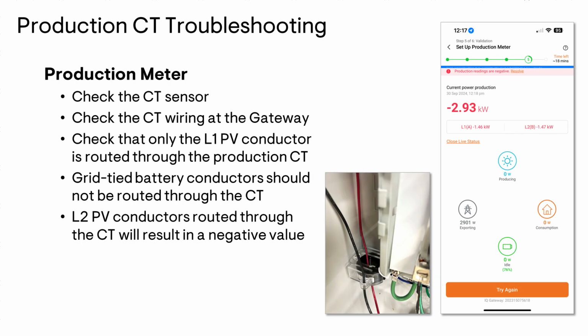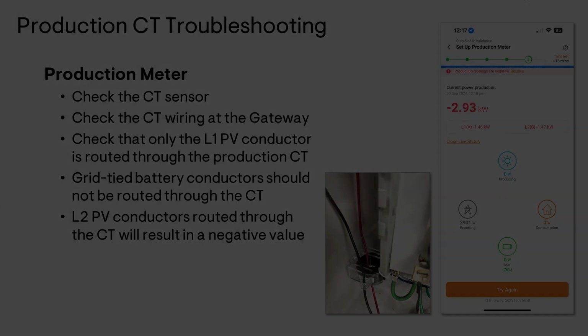If you've accidentally routed your line 2 PV conductors through the center of that production CT, you're going to see a negative value, as shown here in the installer app. Remove all of the line 2 conductors to correct the issue, and then verify the power production numbers again. Continue to the next step once the issue is resolved.